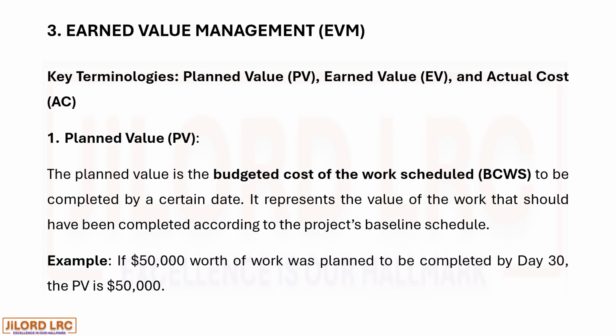For example, if $50,000 worth of work was planned to be completed by day 30, the PV or planned value is 50,000.